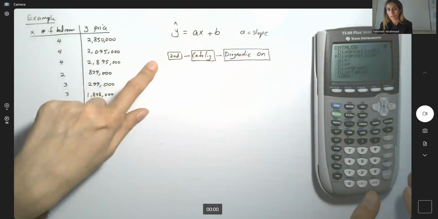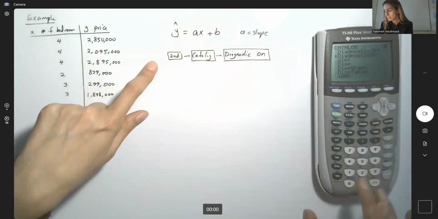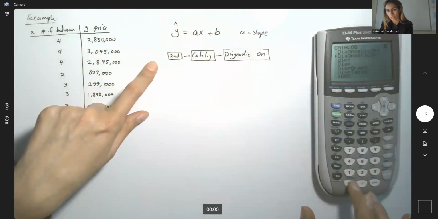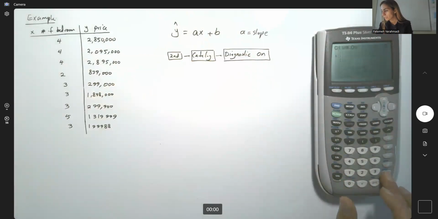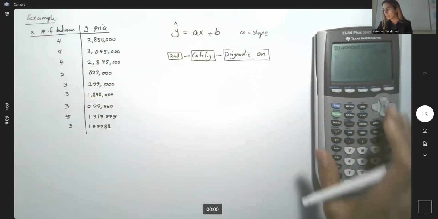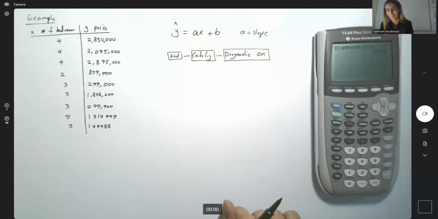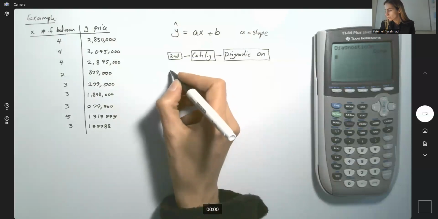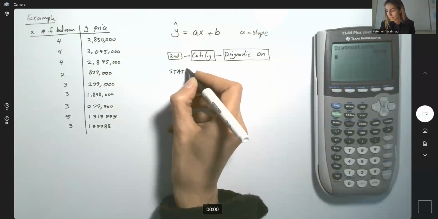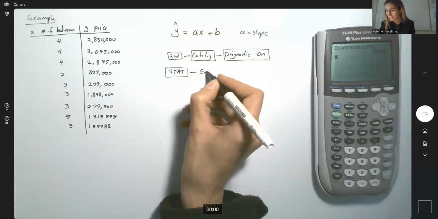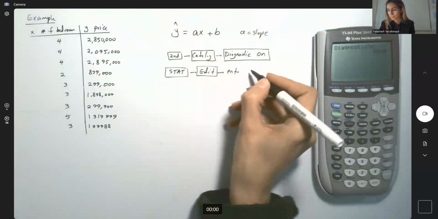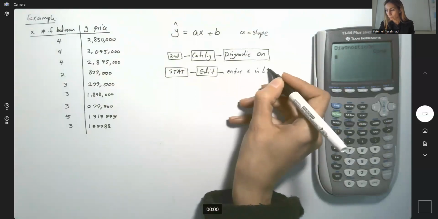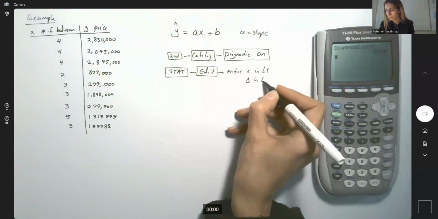So first, make sure to click on second, and then catalog, which is 0, and then find diagnostic. It needs to be on. So double click on that, and it is on. Now you need to go to stat, then edit, and enter this information. Enter X in L1 and Y in L2.